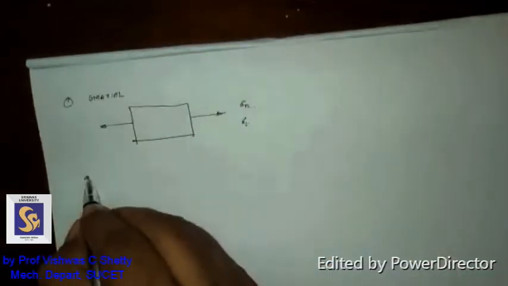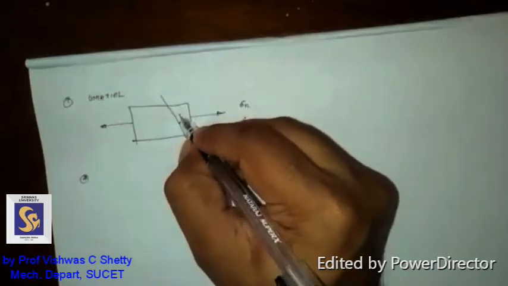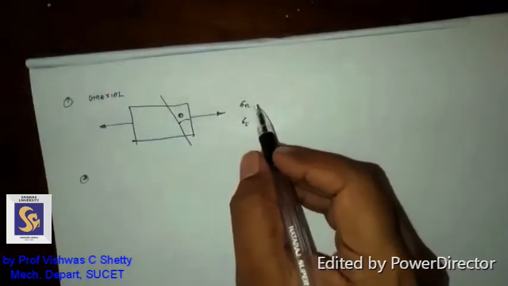Then they'll give an oblique plane theta, and using that, you have to calculate sigma n and sigma t.